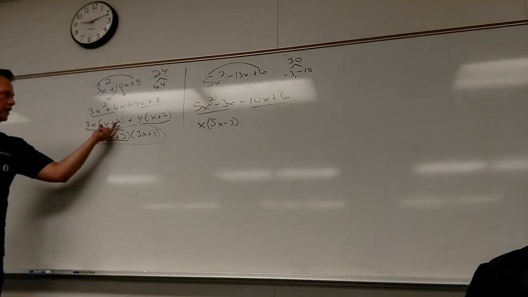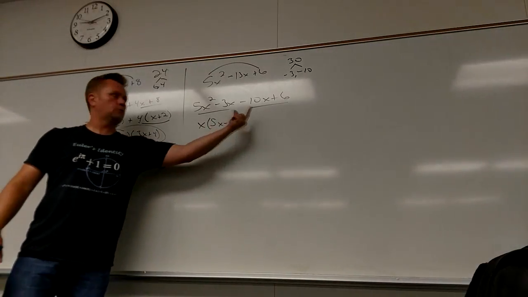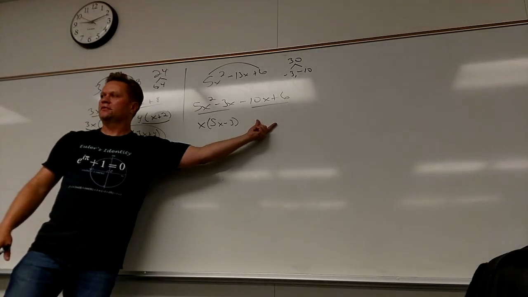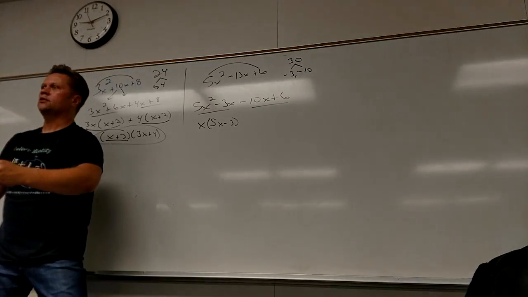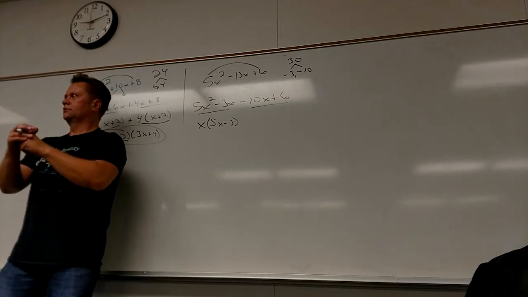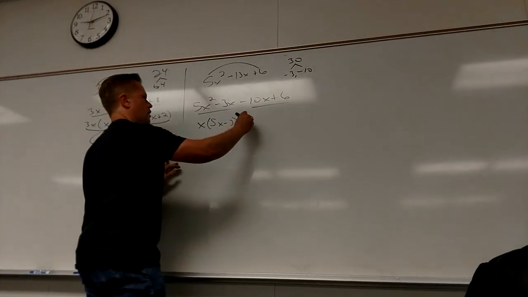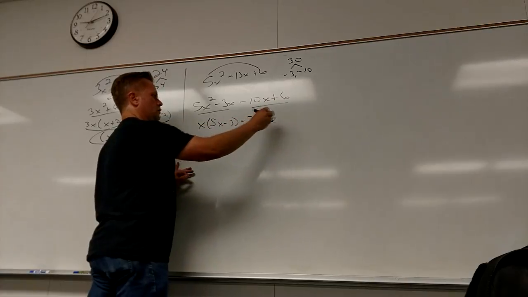Why? How did I do that last step? Because these were the same. That's the only way you can do the last step. So once you've got one of them, it's what the other one has to be. So then what do I take out of -10 to make it become 5? -2. The problem is telling you how to do the next step. So I take a -2 out, and remarkably enough, I'm left with 5x. 6 divided by -2 is -3.